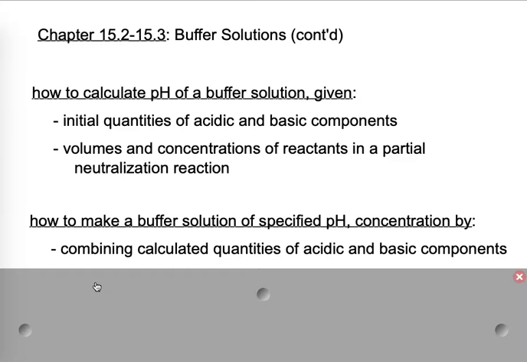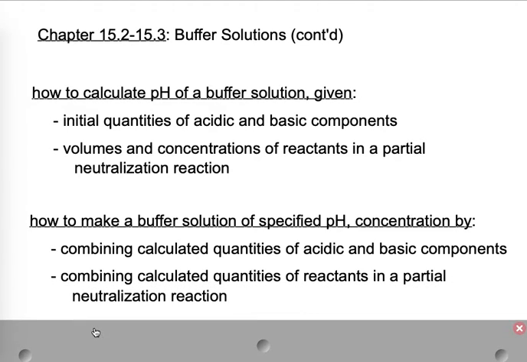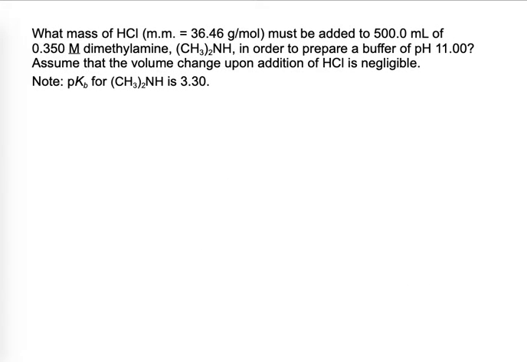Now I'd like to talk about how to make a buffer solution of specified pH and concentration by combining calculated quantities of reactants in a partial neutralization reaction. Okay? So you'll see the second group of problems are kind of like the first. In the first, you are given the initial amounts of stuff from which you calculate the pH of the buffer solution. In the second group of examples, it's kind of the reverse. We specify the final pH and concentration, and we calculate how much stuff we need. Okay? So let's do this final problem.